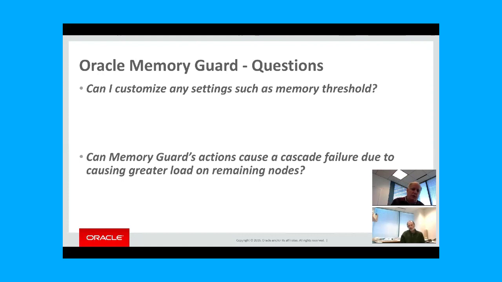So you mentioned that if I'm shutting down work between nodes and having connections opened up on other nodes, can memory guard's actions result in a cascade failure similar to what an HA event could do? Because obviously an instance is failing over in an HA event, and there's a risk there of cascade failure. Does memory guard have that same risk, or does it have mitigating code that would prevent that?